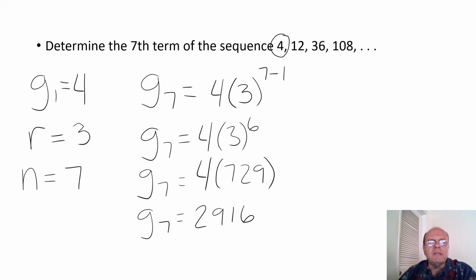2,916. As I said, we will learn in class how to use the Desmos Scientific Calculator app to make your life a lot easier, where all you have to do is just plug these numbers straight in and you don't have to break it down into pieces.